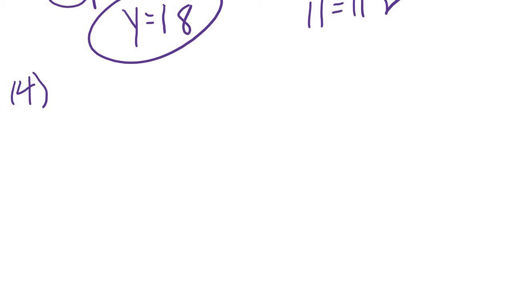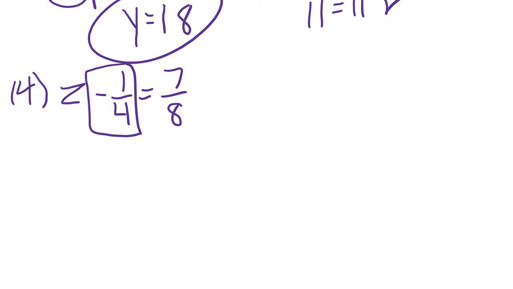All right, number 14. z minus 1/4 is equal to 7/8. All right, now we want that z to be by himself. That's what it means to solve for z. So who's hanging out with that z? That minus 1/4. So how do we get rid of a minus 1/4? Well, we do a plus 1/4.